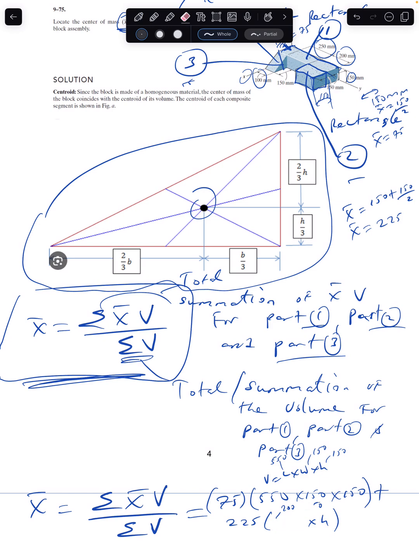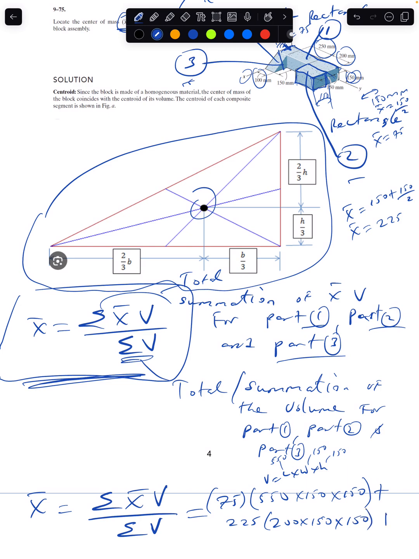So I have 200 times 150, and I have the height. The height is equally 150. That is this height. It's equally times 150.